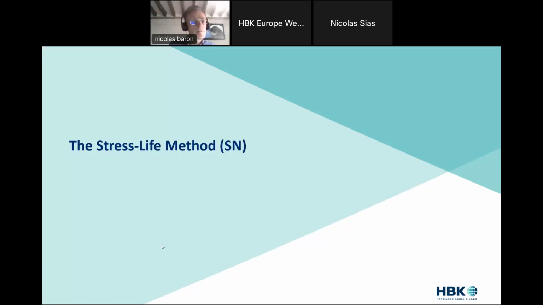Let's now start by looking at the stress life method, the SN method. Again, if you forgot, what is this N here, this capital N? It means the number of cycles. So stress life here is just the same as this N here. N is the number of cycles, so it is expressed in terms of repetitions. So it's the life. That's why we call it stress life also sometimes.